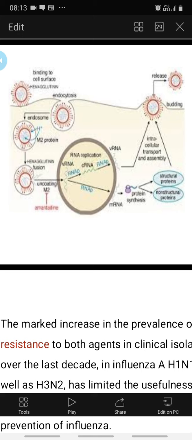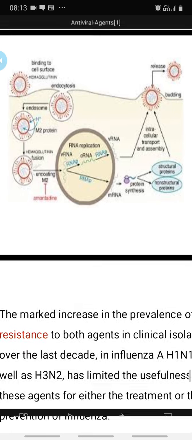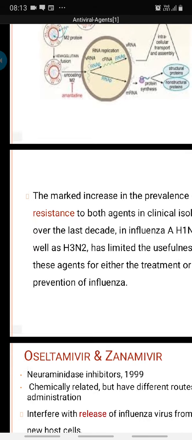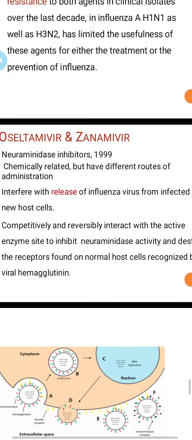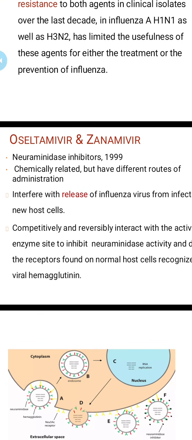There is assembly, and after that there is release, and this release is done by the neuraminidase enzyme, which is blocked by a separate group of drugs, that is oseltamivir. The marked increase in the prevalence of resistance to both agents in clinical isolates over the last decades has limited their usefulness. So amantadine and rimantadine are now less commonly used due to widespread resistance. So we have to use oseltamivir or zanamivir for better activity.